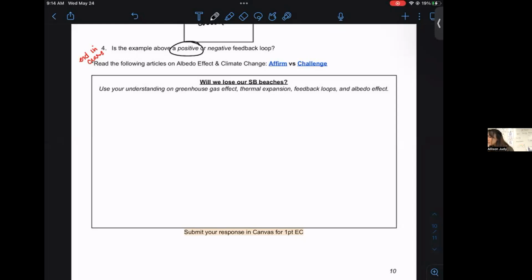So I'll get out prints of the articles right now. I have limited copies. Otherwise, everybody read the affirm versus challenge article digitally and go ahead and spend the time writing this up. Good luck, you guys, and congrats. That's the end of your last lesson.